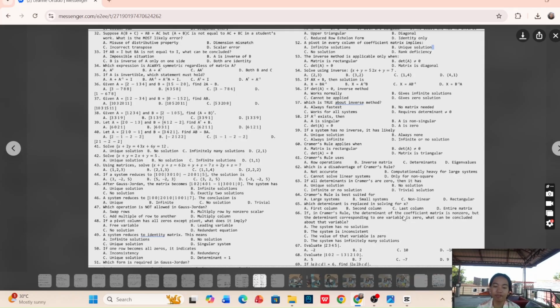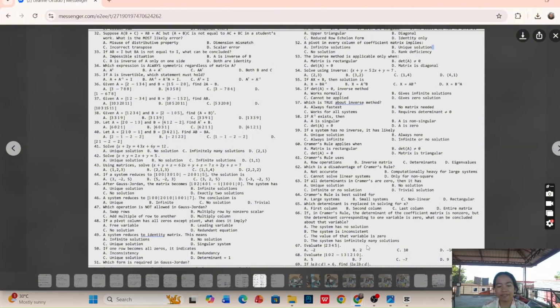Number 67. Evaluate the matrix 2, 3, 4, and 5. So by evaluating this matrix, the correct answer is letter A. It gives us -2. Simply applying the 2 by 2 matrix determinant. Number 68. Evaluate the matrix 1, 0, 2, minus 1, 3, 1, 2, 1, 0. The correct answer for number 68 is letter C, which is -7.